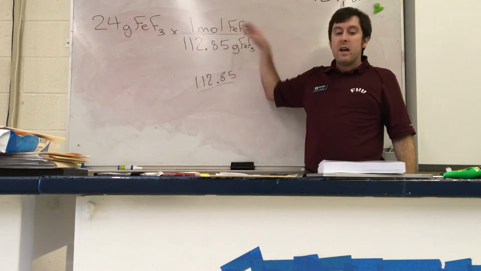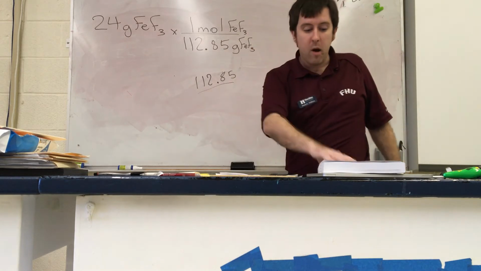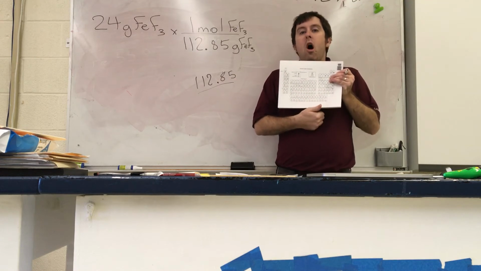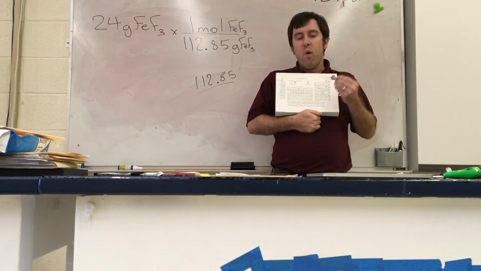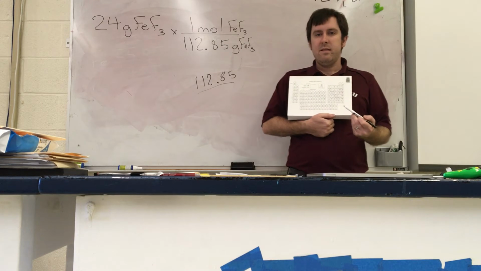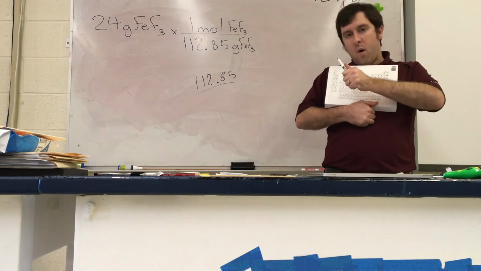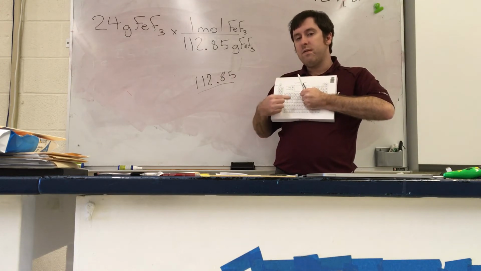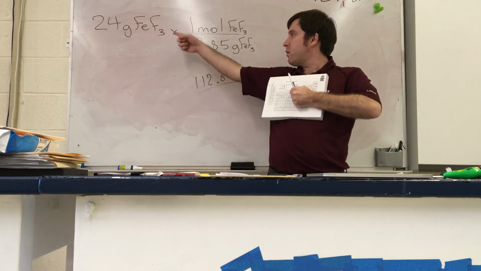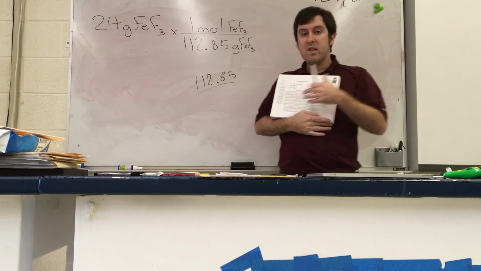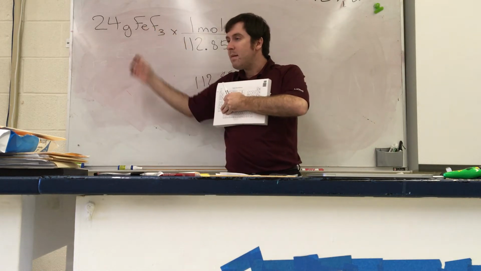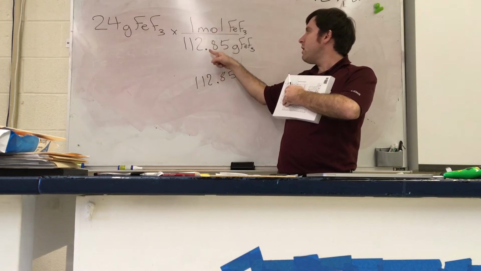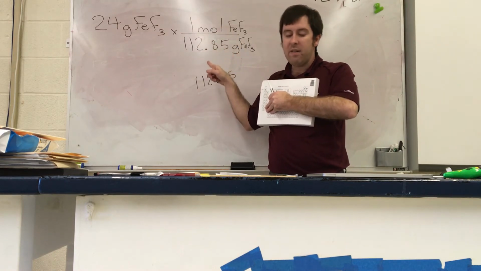How do I know that? Because we added up the molar masses from our periodic table. These magic numbers on the periodic table are the masses in grams of 1 mole of any of these elements. So we took the mass of 1 mole of iron, and then found the mass of 1 mole of fluorine, multiplied it by 3, so 3 of them, and added them up. So this combined substance, this compound, has a molar mass of this. 1 mole of it is equal to 112.85 grams.